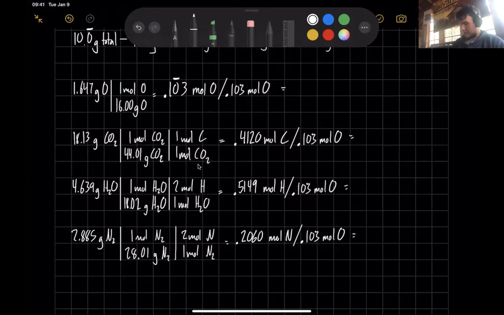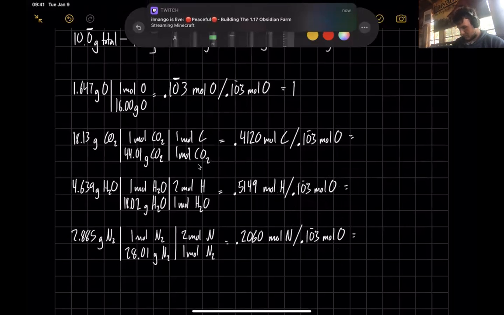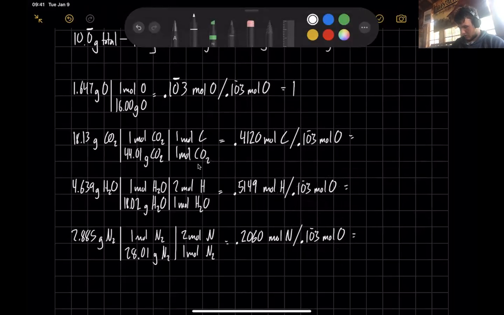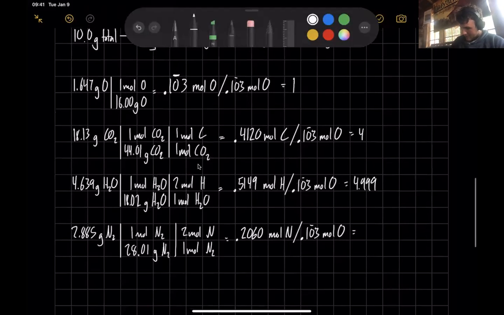And you will calculate this. So 0.103 divided by 0.103 is 1. Oh, forgot the significance on these. Okay, 0.4120 divided by 0.103 would be 4.5149 divided by 0.103 is 4.999. Yeah, that's 5. I'm just gonna write that as 5. And then 0.2060 divided by 0.103 is 2.